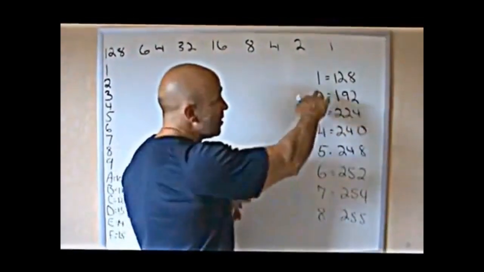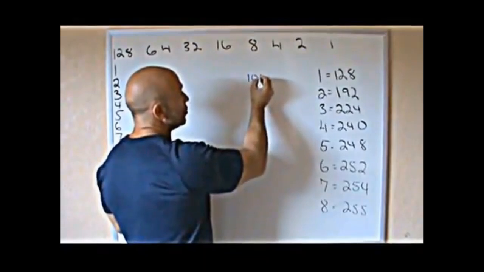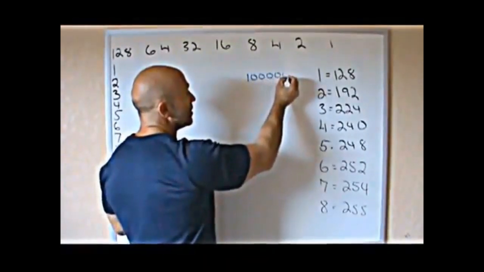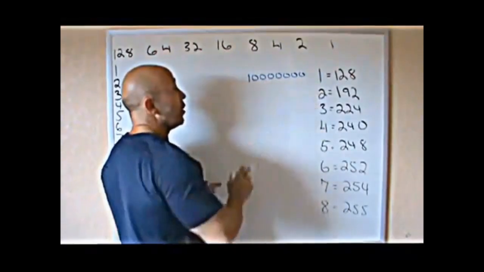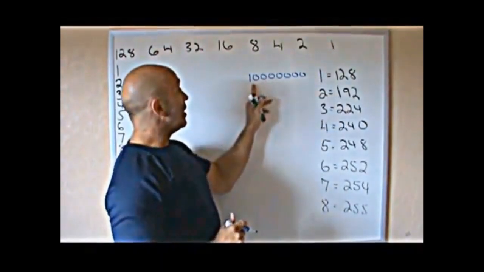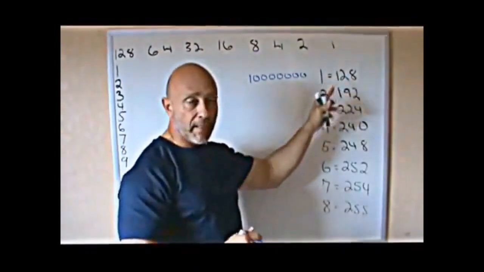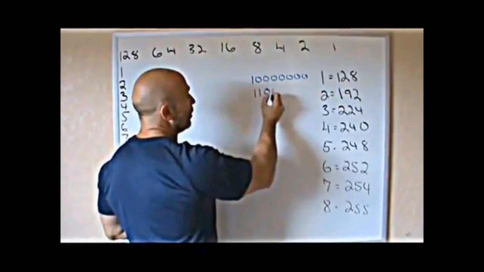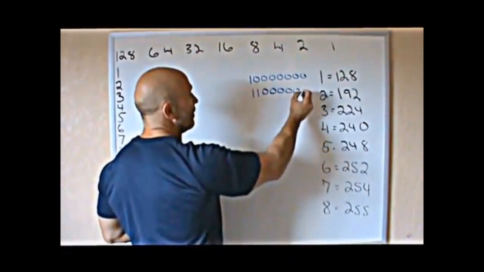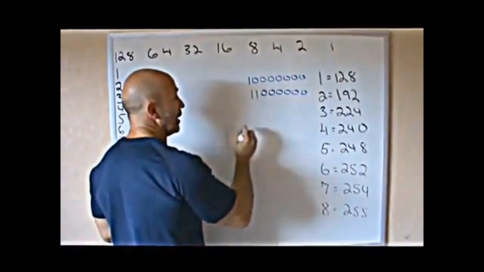What this really means right here, see this one, it's really 1, 2, 3, 4, 5, 6, 7, 8. You see? So this 1 means that the 1 right here is on. So that's why it's 128. This one here is 1, 2, 3, 4, 5, 6, 7, 8. That means this one and this one is on. That's going to be 192.